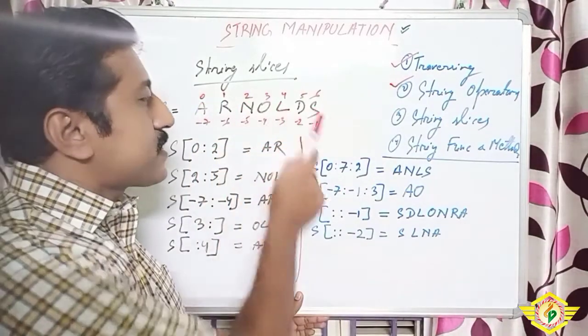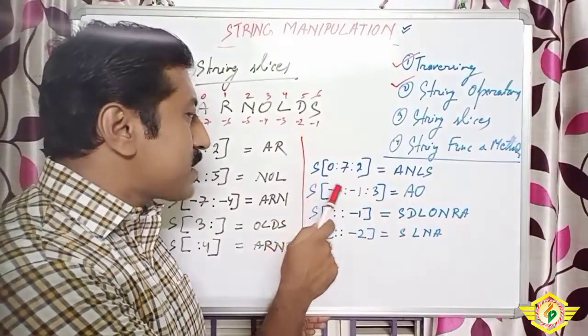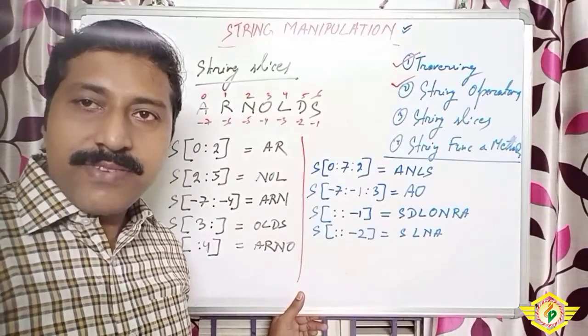Similarly, if I write s[-7:-1:3], that means a step of 3 index numbers.